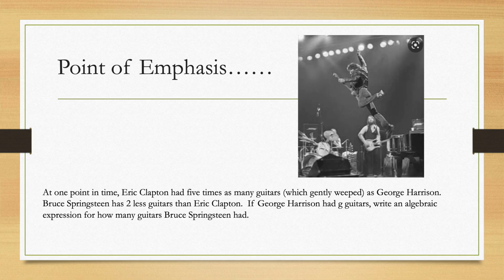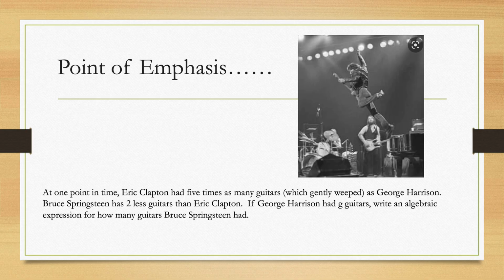Seen here jumping from the piano, probably in his rendition of the song Jungleland, which is an absolute classic with the best sax solo in the world. So reread that in front of you and write an expression for the number of guitars that Bruce had.